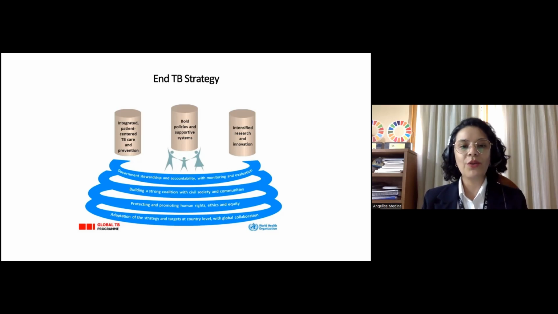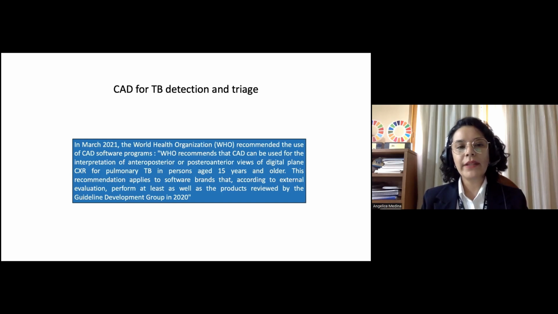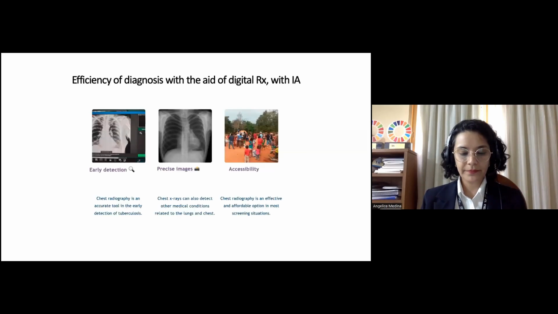And then, according to the NTB strategy, we have three main pillars. One of them is precisely about the intensification of research and innovation. This is where we're talking about the use of X-rays with AI for the detection of TB at an early stage. Next slide, please. And then the WHO recommends the use of CAD for screening and triage. Next slide, please. Then in 2022, the WHO recommended the use of CAD software programs for everything that has to do with the detection of TB in early stages. Next slide, please.